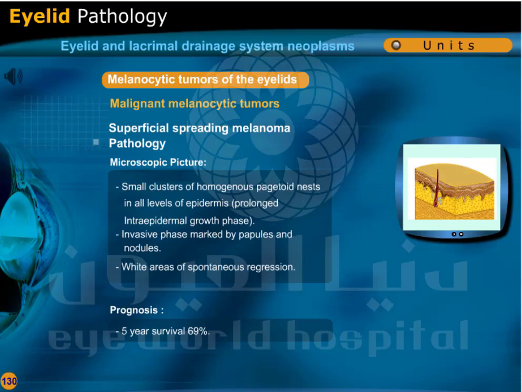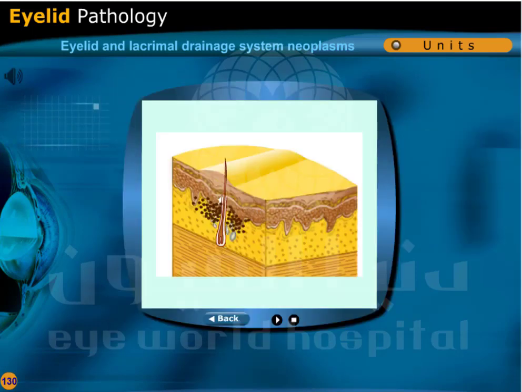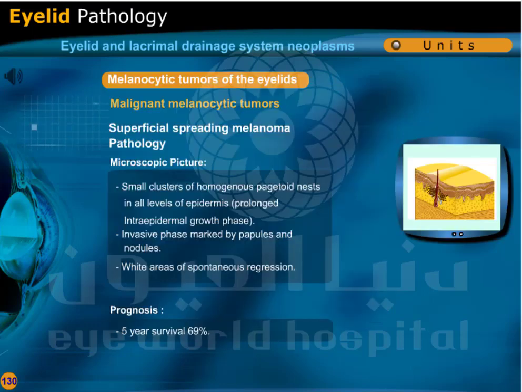Microscopically, there are small clusters of homogeneous pagetoid nests in all levels of epidermis, prolonged intraepidermal growth phase, invasive phase marked by papules and nodules, white areas of spontaneous regression. The 5-year survival rate of superficial spreading melanoma is 69%.